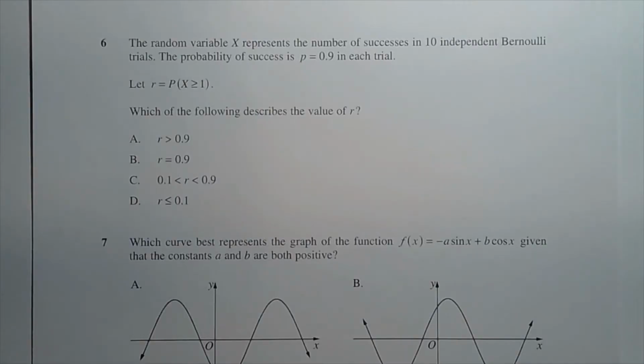Question 6. The random variable X represents the number of successes in 10 independent Bernoulli trials. The probability of success is p equals 0.9 in each trial. Let R equal the probability that X is greater than or equal to 1. Which of the following describes the value of R?